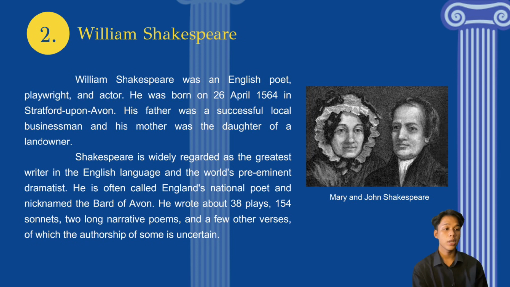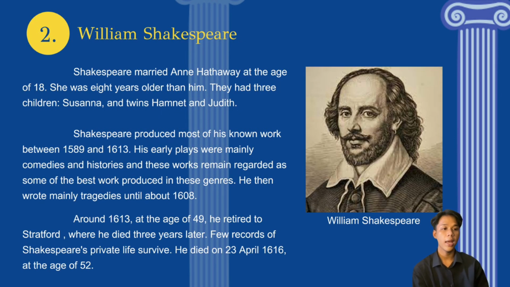About his works, he wrote about 38 plays, 154 sonnets, 2 long narrative poems, and a few other verses, of which the authorship of some is uncertain. Shakespeare married Anne Hathaway at the age of 18. She was 8 years older than him. From that marriage, they had 3 children named Susanna and the twins Hamnet and Judith. Shakespeare produced most of his known work between 1589 and 1613.